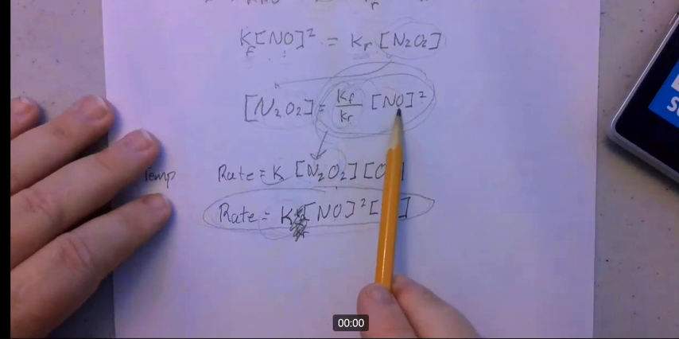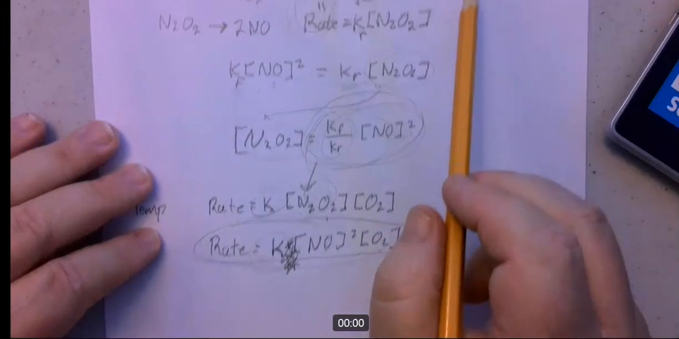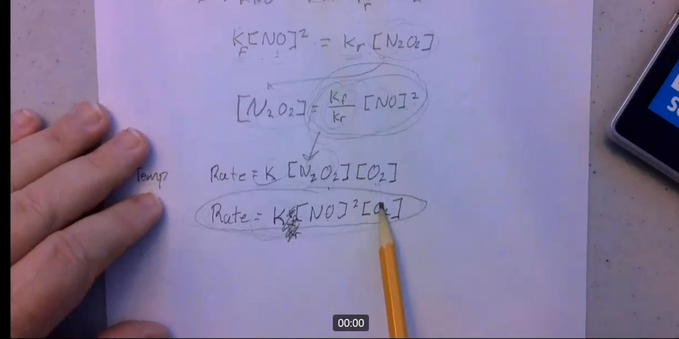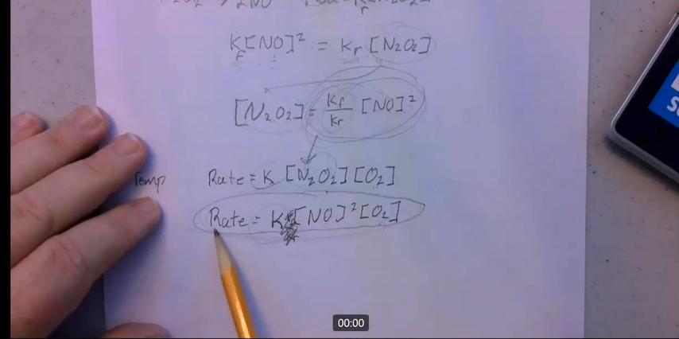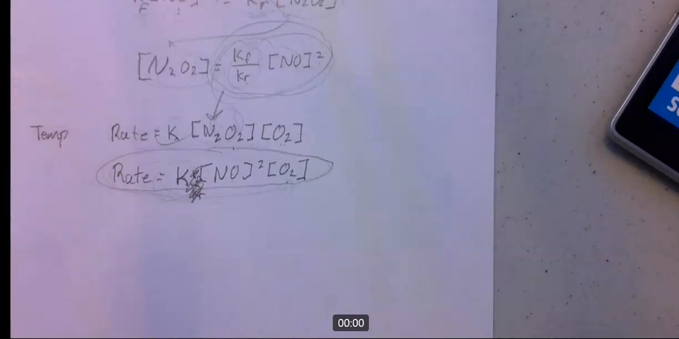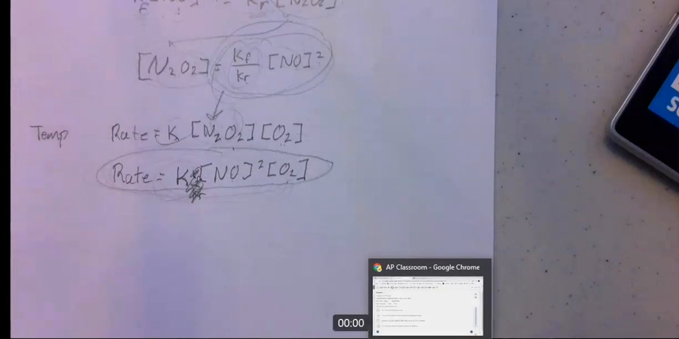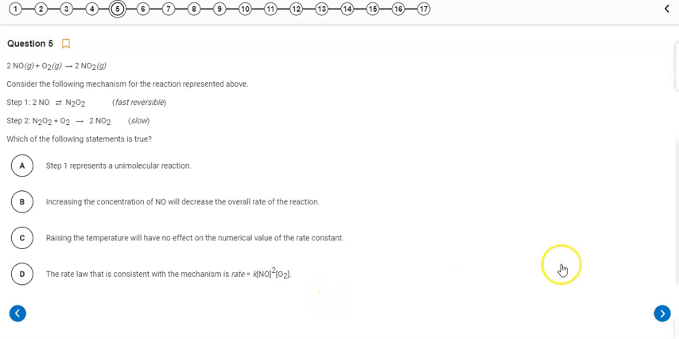And then you have the NO squared here, and you have the O2, which was in the original right there, okay? So all you've done is made a substitution. So that is going to be a rate law for the slow step, and therefore that's going to be the rate law for the overall reaction. So going back to the question, and there it is. So the answer is D.